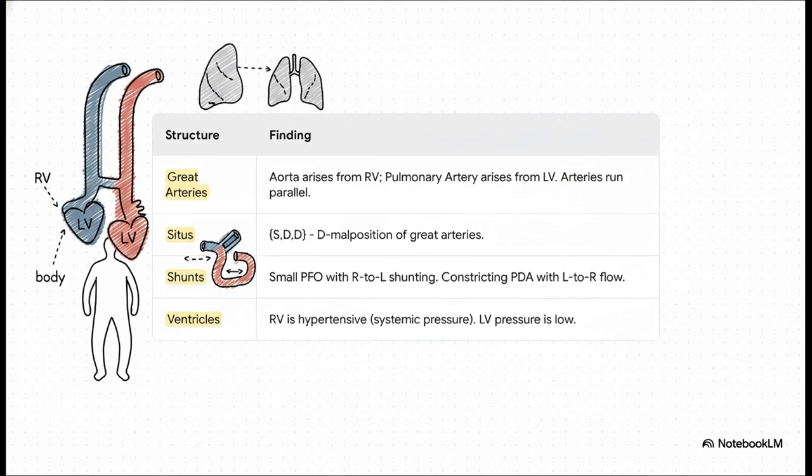The aorta comes off the right ventricle, so it sends blue blood from the body right back out to the body. And the pulmonary artery comes off the left ventricle, sending red blood from the lungs right back to the lungs. The only way this baby survives is through mixing points, little spots where traffic can cross between these two highways, usually a hole called the PFO or a vessel called the PDA. The report will confirm this, and it'll tell you that the right ventricle is now the systemic, high-pressure ventricle.